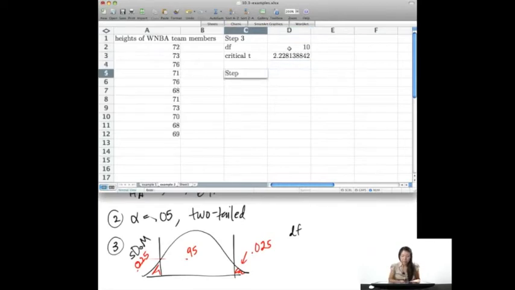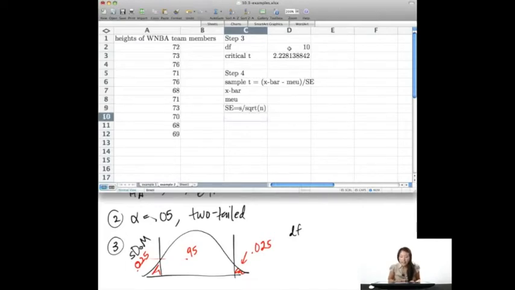Let's go to step 4. So in step 4, we could start dealing with the sample. So let's figure out the sample T. In order to do that, we need the x bar minus the mu divided by standard error. Right? And so we need to know the sample's average, so x bar. We also need to know mu. We also need to know standard error, right? And standard error is going to be s divided by the square root of n.